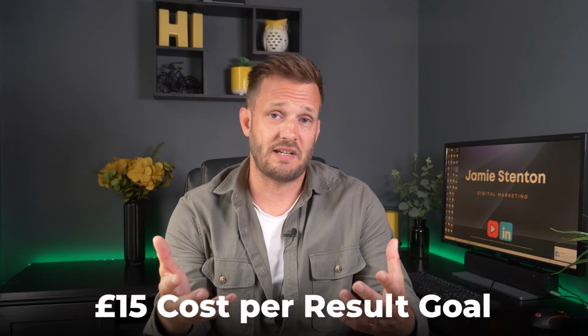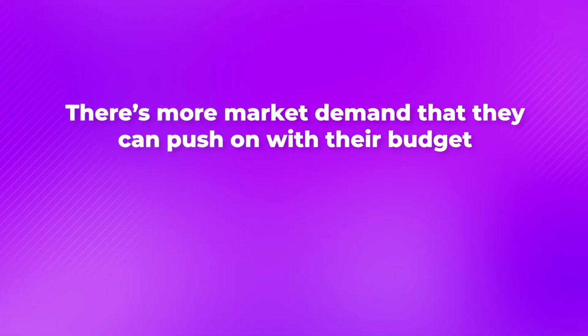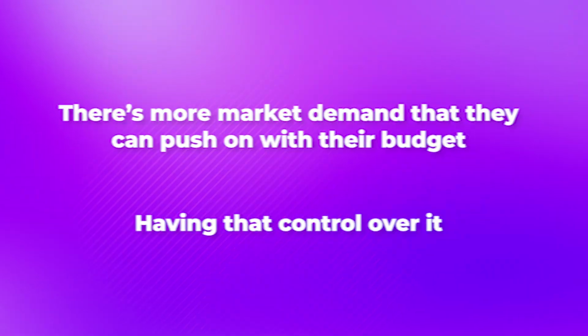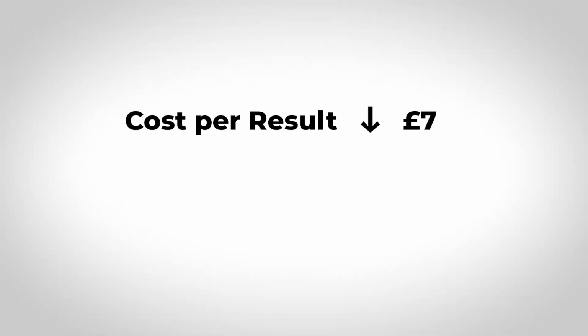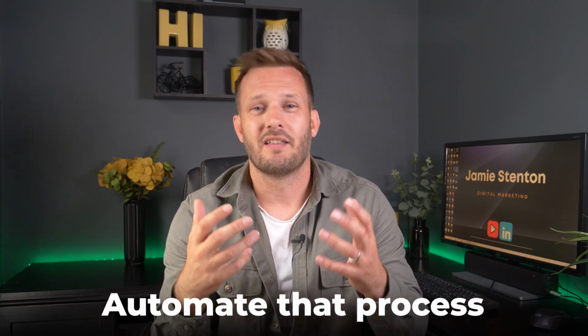So other clients, they just want to spend the budget. So we've got a client that sells telescopes, they have a £6,000 a month budget, and they just want to spend the money because they have a £15 cost per result goal, and anything south of that is really positive for them. And all they do is, when that cost per result comes down to about £10, they know there's more market demand and they can push on with their budget, but they like having that control over it. They like then thinking, okay, cost per result's gone down to 7, so let's go from £6,000 to £8,000 for the next month. And then reviewing again, saying, right, cost per result's now sneaking up to £16, £17, let's reduce the budget a little bit. All a cost per result goal is going to do is automate that process for you.